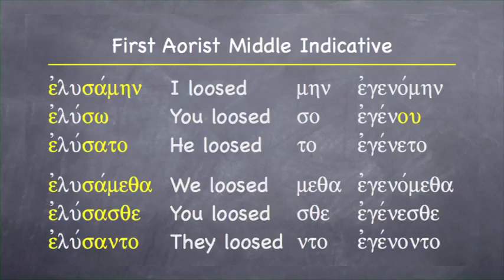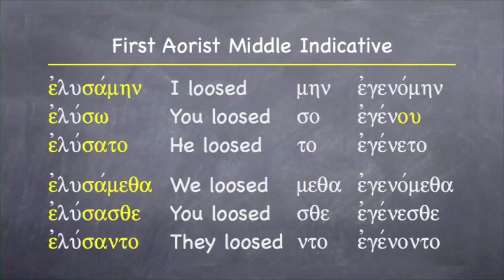Now, luo may not have been the best choice for this paradigm because all the middles that I've shown you so far are deponent, and luo isn't deponent, but it's short and it fits on the screen, so I used it, okay? So in the paradigm, I'm going to give you active meanings as if luo were a middle deponent. It's not, but you understand. So we get elusamen, eluso, elusato, elusametha, elusasthe, elusanto.